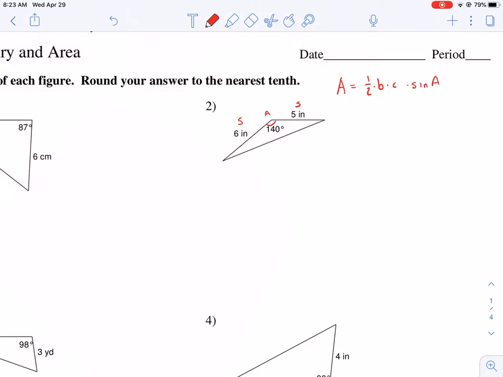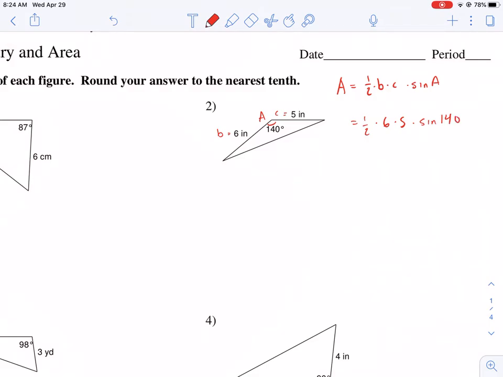So what we need to do first is, with any of these triangles, we need to label them. So I'm going to call 6 b and 5 c. Now it doesn't matter if you call 5 b and 6 c, it does not. The important thing is the angle in between needs to be called A. So now we're just going to plug in everything that we know. So we have 1/2 times b, 6, times 5 times sine 140. And make sure it's in degree mode as you use your calculator.